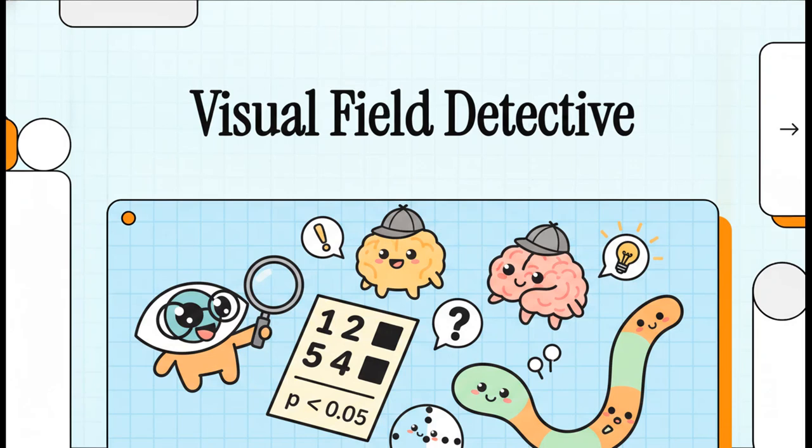A patient walks into your clinic. You sit them down, and their visual field printout is handed to you. It looks like a page of random numbers, a scattering of black squares and confusing probability symbols. It can be, well, incredibly intimidating.